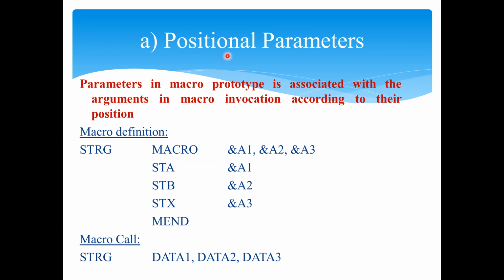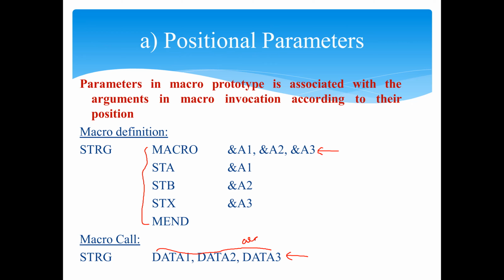The first type of parameter is the positional parameter. This is the basic parameter that we have seen. The parameters in the macro prototype are associated with the arguments in the macro invocation according to their position. When you have positional parameters, what does this mean? This is your macro prototype, the header, whatever prototype you have in your macro definition. And this is your macro invocation.